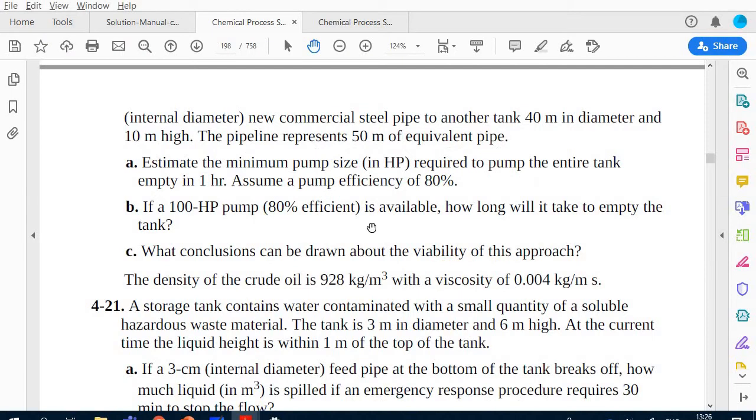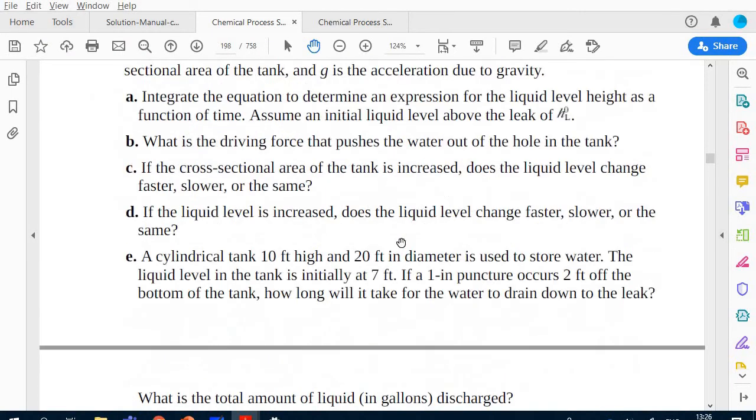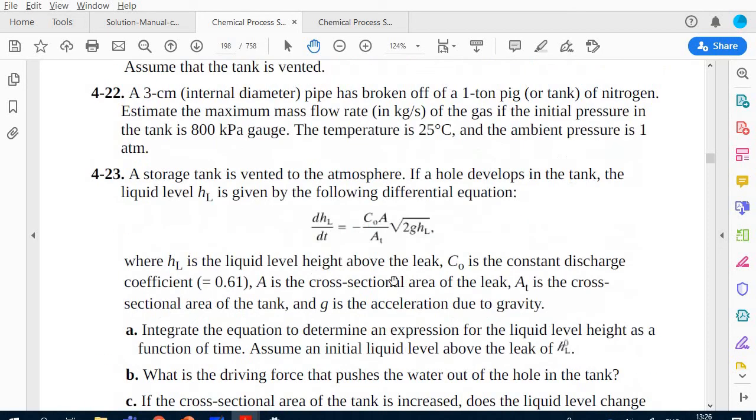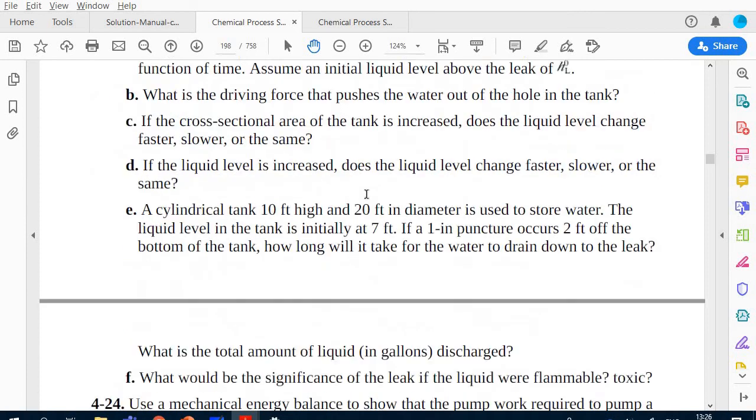So we are going to go now to 421, okay? A storage tank with water, and the tank is 3 meter and 6 meter high. So what's the final liquid level? It's interesting. 422, again, you have a 3 centimeter pipe that was broken, and it has nitrogen. What's the maximum gas flow rate? This is about straightforward.